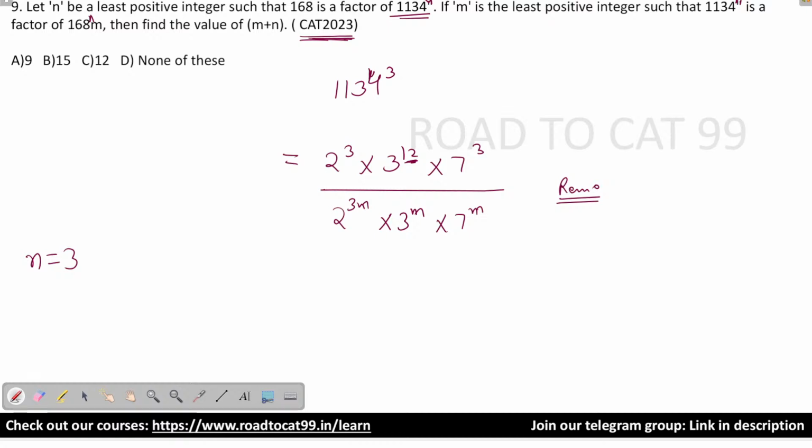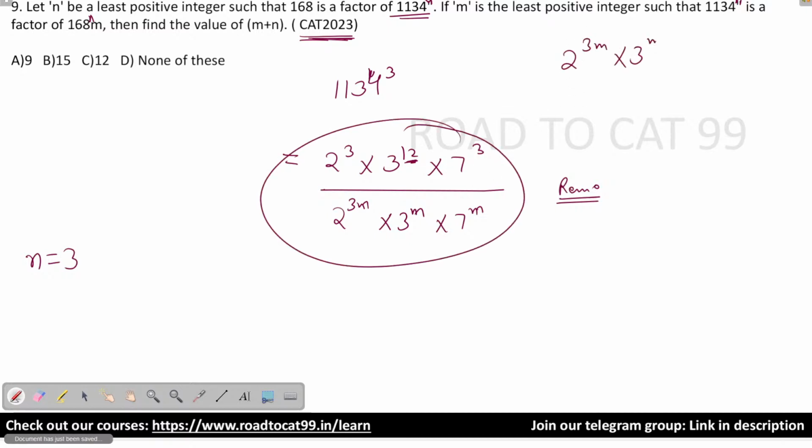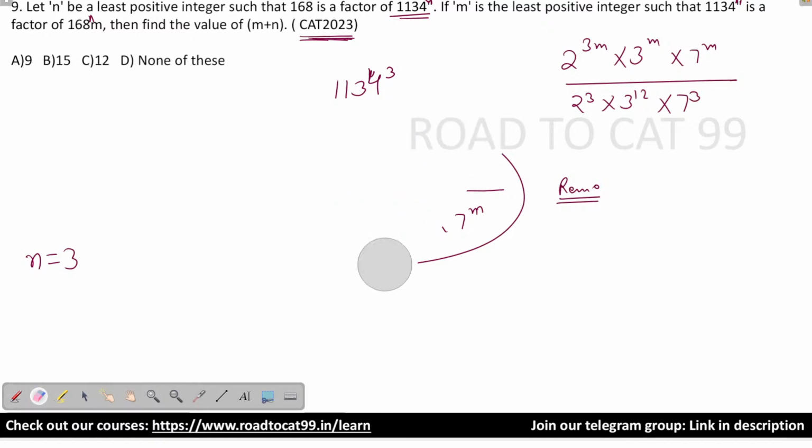Sorry, I have done the opposite way. This is a factor of 168 power m, so ये opposite हो जाएगा, my bad. So this should be 2 की power 3m into 3 की power m into 7 की power m divided by 2 की power 3 into 3 की power 12 into 7 की power cube. इसका रिमाइंडर 0 आना चाहिए, है ना? तो यहां से आपको m की वैल्यू क्या पता लगी? What is the minimum value of m? Minimum value of m should be 12, right?